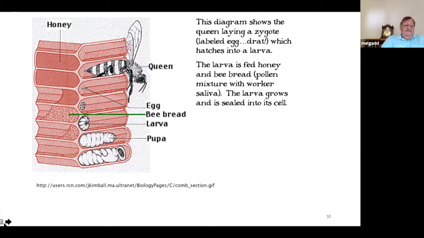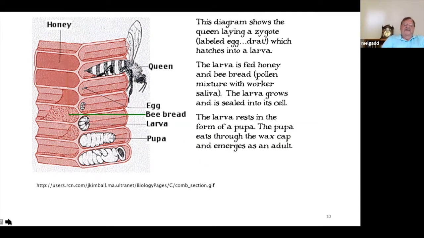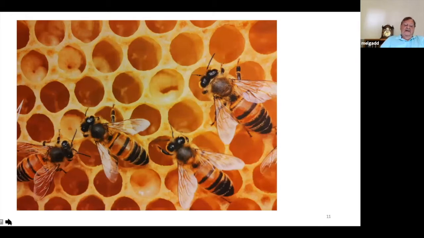I'm just going to run through these quickly since it just explains it. And if you look in this picture, you can look in the cells and see the larva developing. If you look closely, you'll see some bee eggs. Bee eggs are not like chicken eggs. They're like a tiny, very tiny little worm. And the bees working there are really taking care of those and working to keep them going.